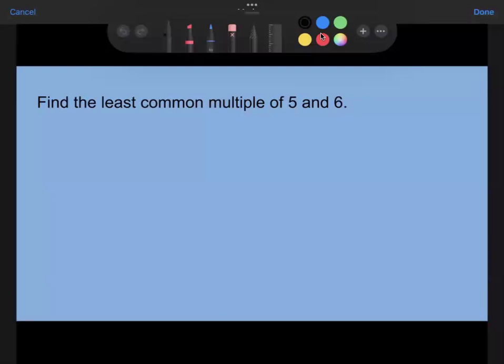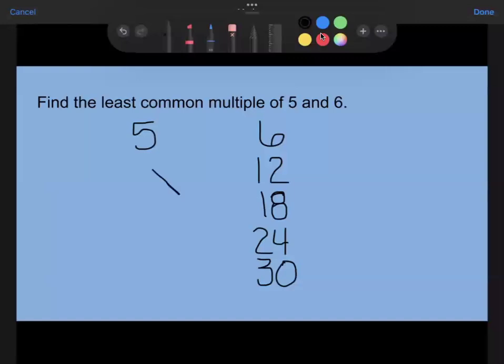Okay, here's our next one. What is the least common multiple of 5 and 6? So I'm going to put 5 over here and 6 over here. 6 is the bigger one, and I cannot multiply 5 times something to get 6. So 6 times 2 is 12, which doesn't work for 5. 6 times 3 is 18, which does not work for 5. 6 times 4 is 24, which does not work for 5. And 6 times 5 is 30. So it looks like the least common multiple in this case is going to be 30.